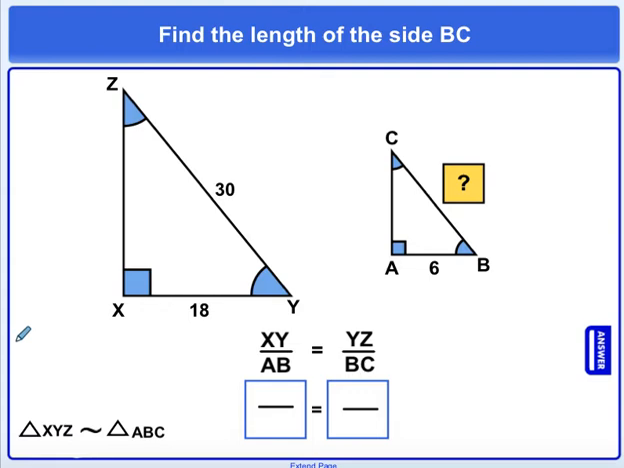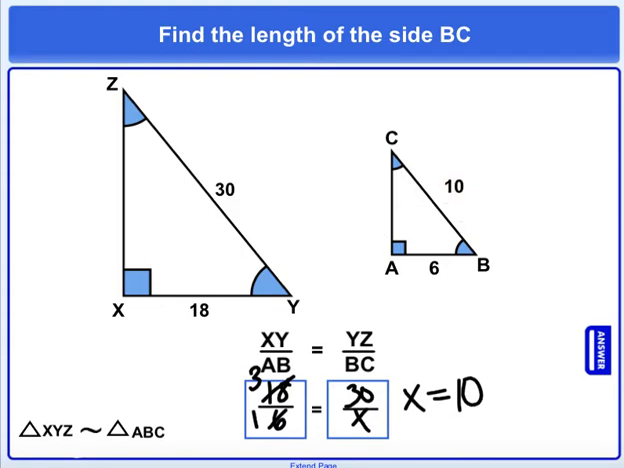So it wants us to do XY, so 18 corresponds to AB, 6, and YZ is 30, corresponds to x. We don't know what it is. Well, we can do one of two things. I'm going to first reduce this to 3 to 1. So the only way for this to be proportional is 3 to 1 has to correspond to 30 over 10. So x equals 10. So we can set up these proportions to get an accurate representation of these side lengths.